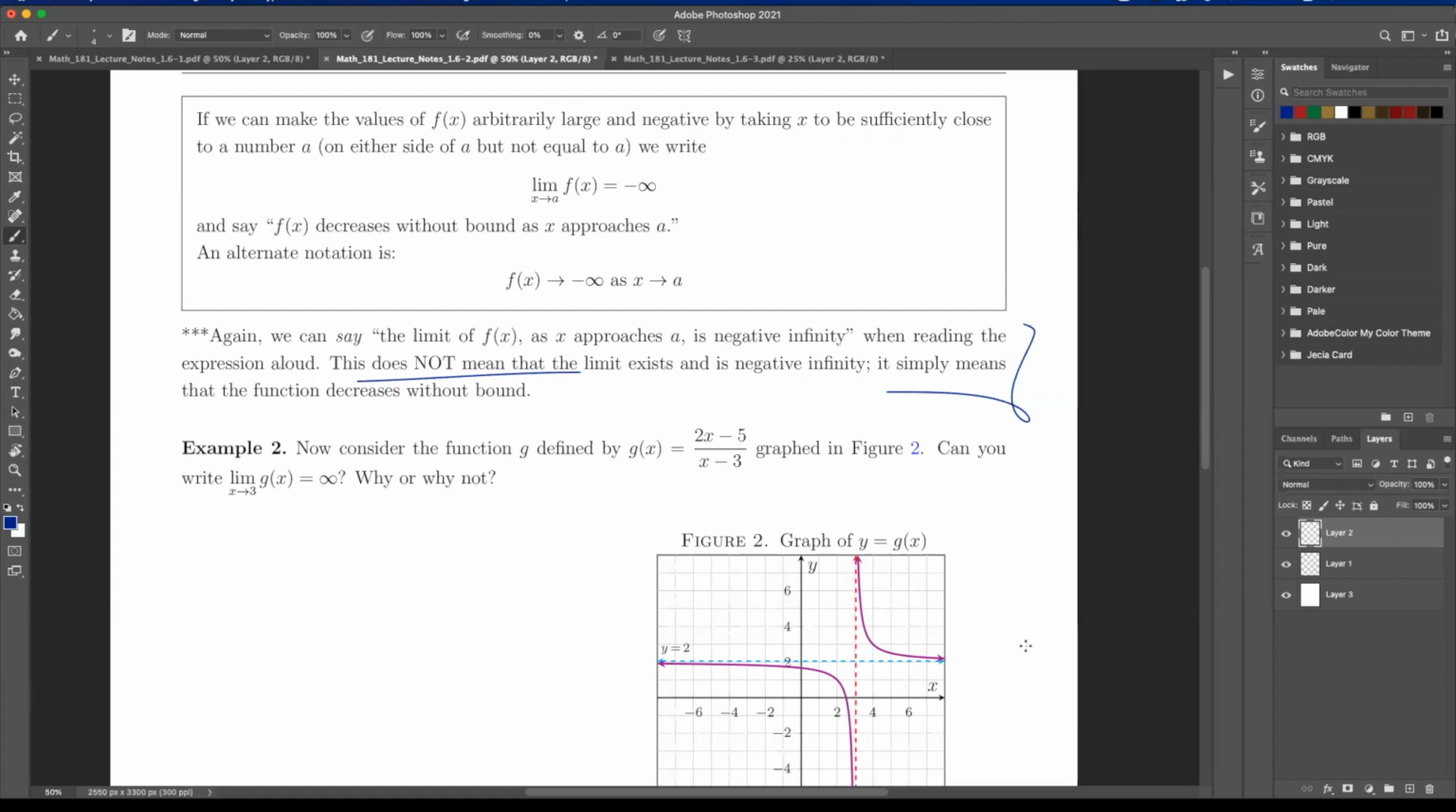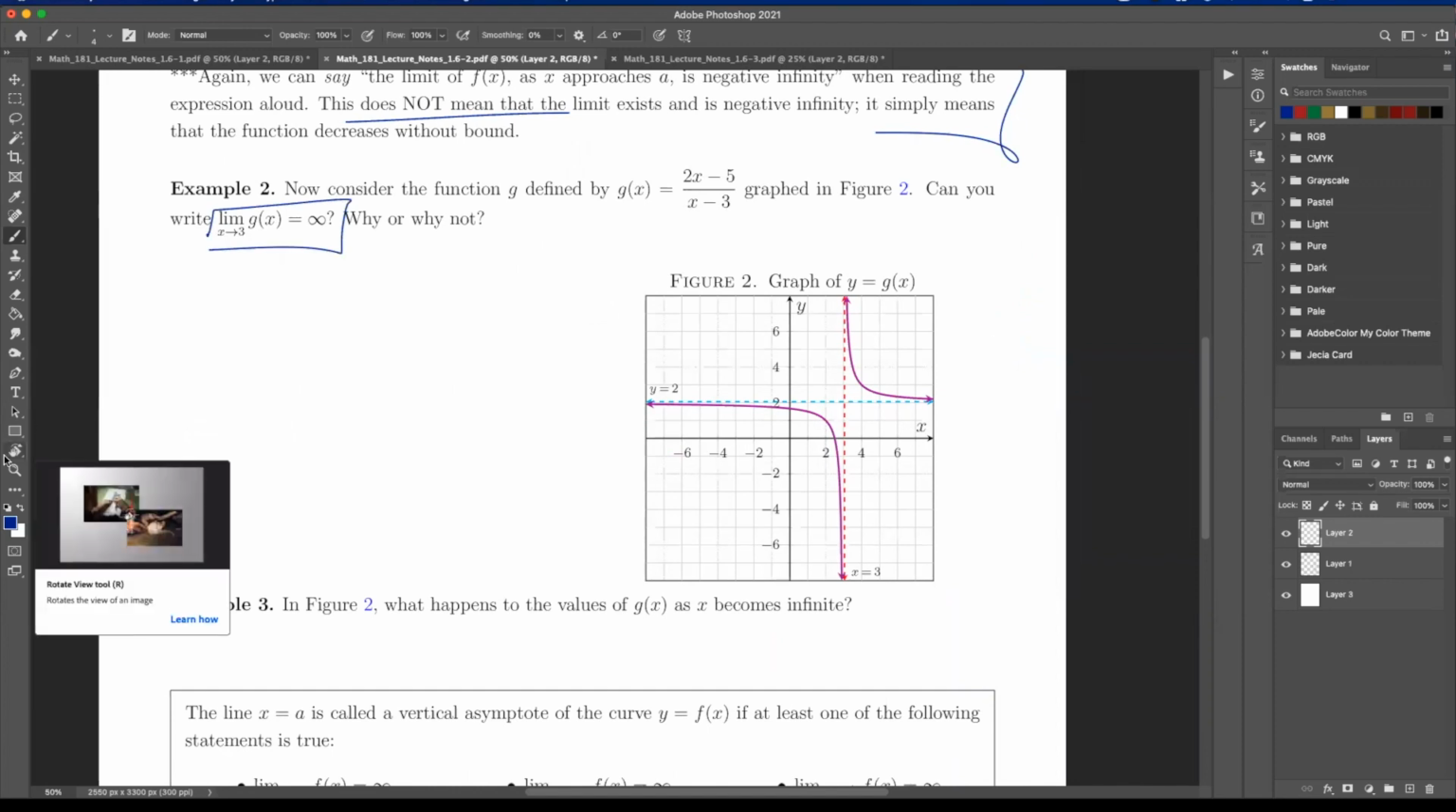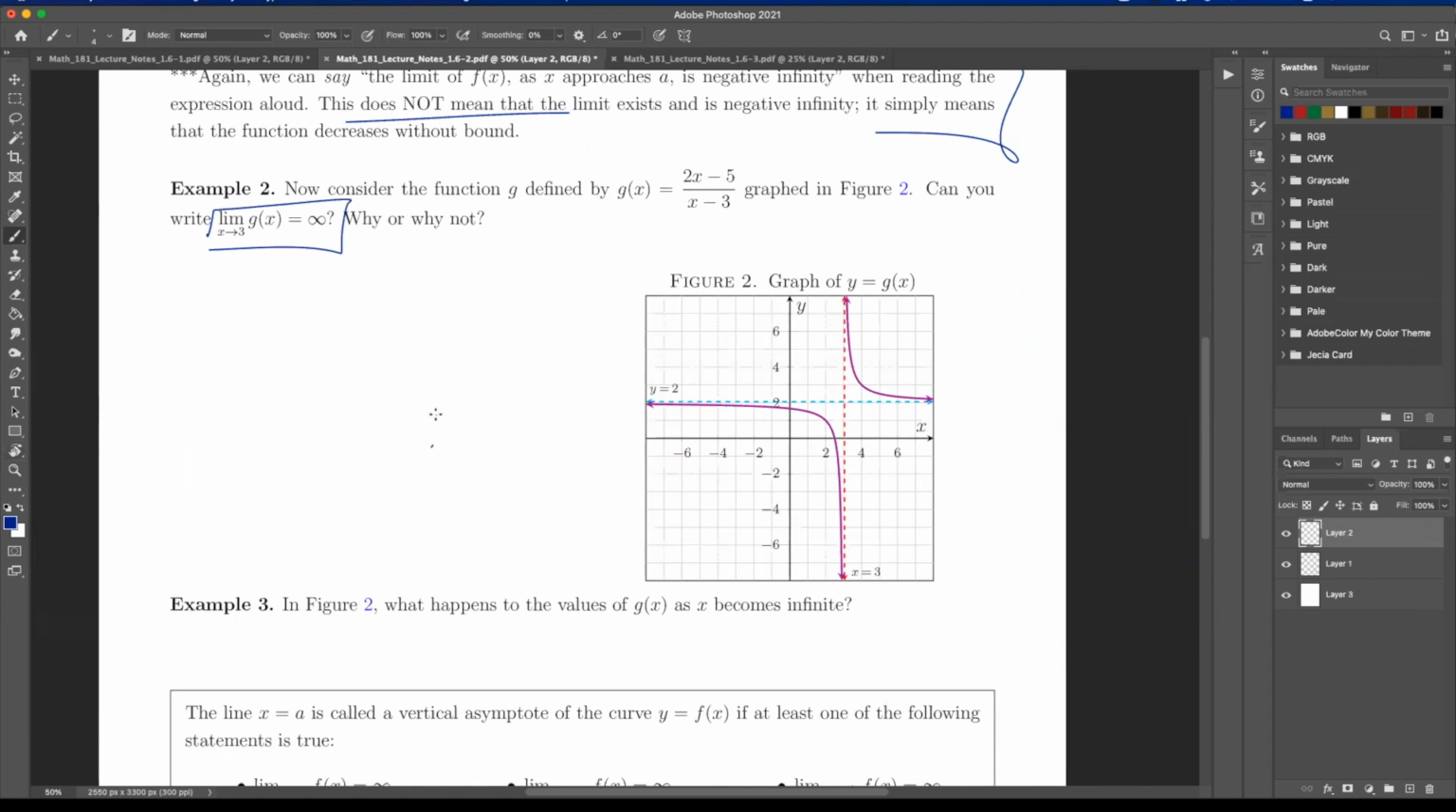So let's look at this one. If we have this graph, can we say that the limit as x approaches 3 equals infinity? Can we say this? Yes or no? I have one vote for yes, one vote for no, one vote for maybe.